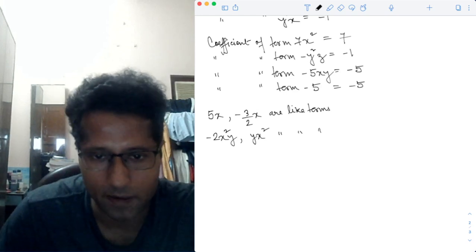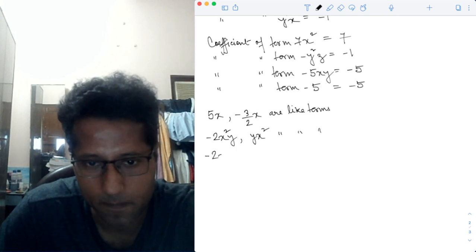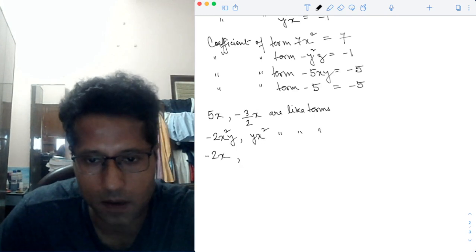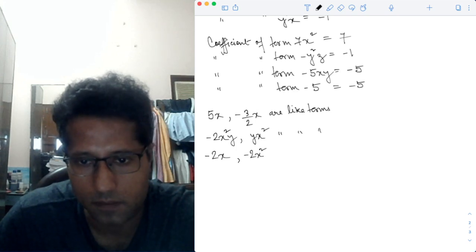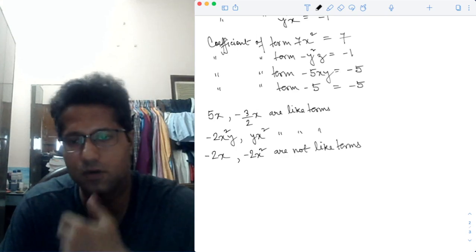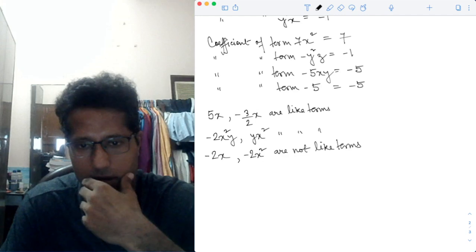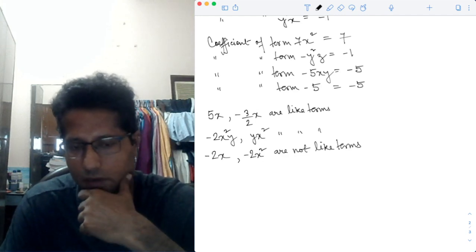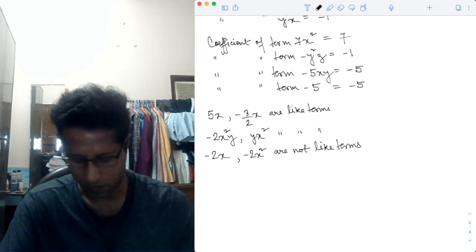Okay, I hope you got the idea. But minus 2x and minus 2x square are not like terms, because for the first term, minus 2x, the literal factor is x, whereas the literal factor of minus 2x square is x square.